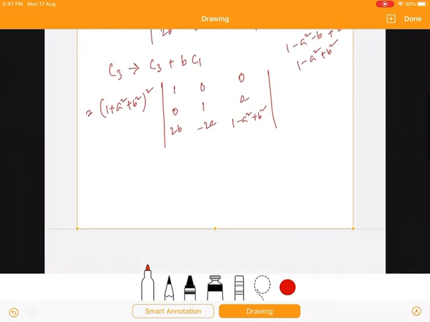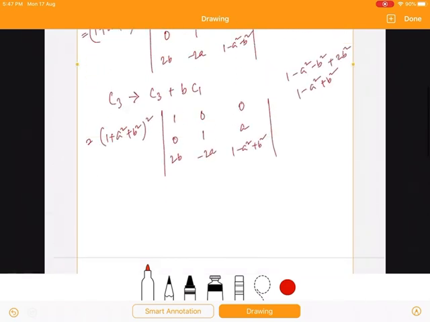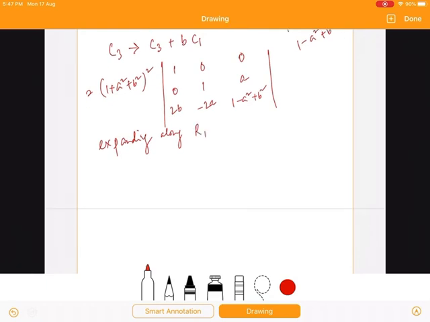Now let us expand. So we will expand along what? Row 1. Yes, row 1. You said column 1 before? No, I said R1. So row 1.